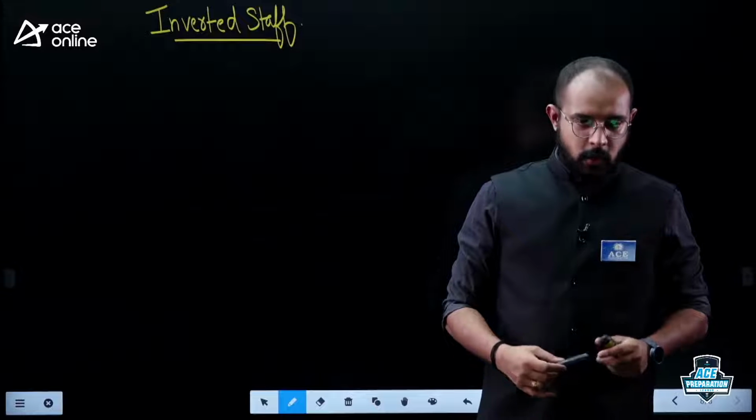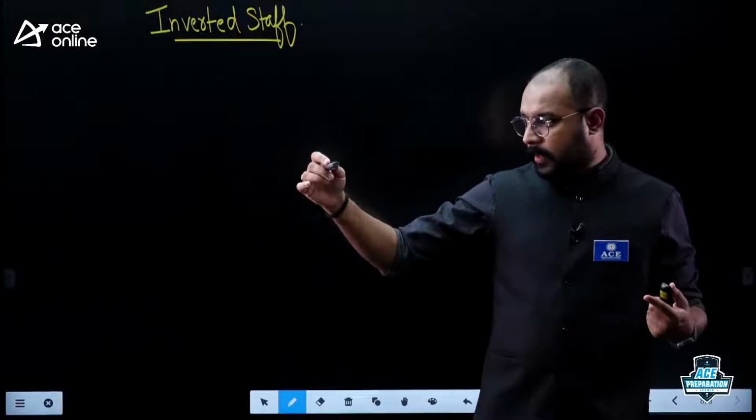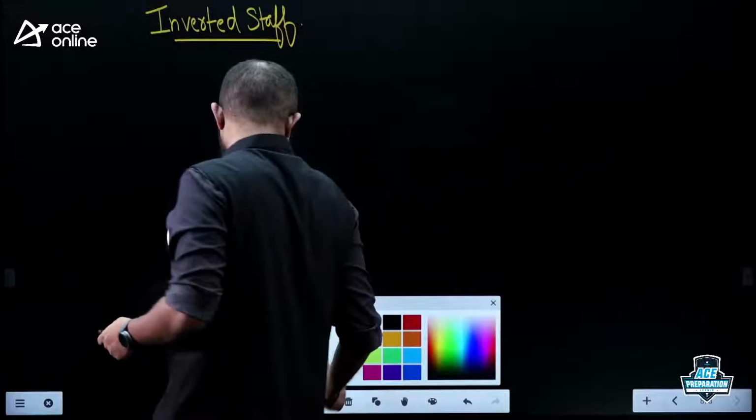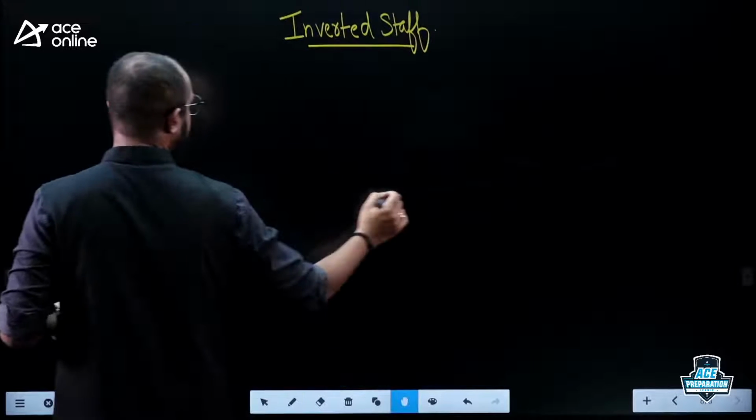So when do we go for inverted staff reading? Whenever we need to find elevations of points that are lying above the line of sight. Overhead points, we go for inverted staff reading. Let me just write that down here. When do I go for inverted staff reading?